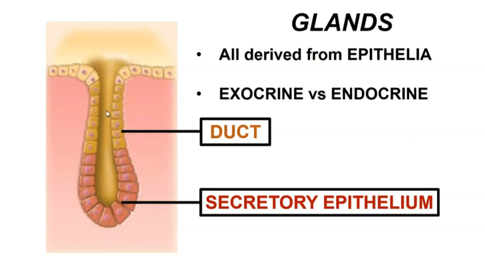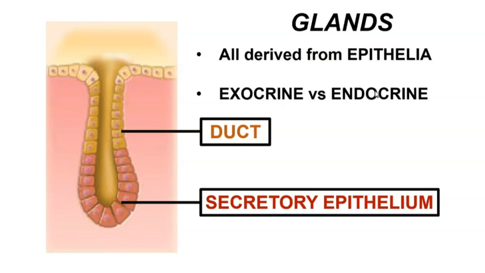There is a tube, which is usually referred to as the duct, that connects the secretory epithelium to the epithelial tissue that the gland is going to be secreting its substance onto, which is the surface of the body or inside of a body cavity. The duct may be straight or it may be coiled as well. So this is a simplified diagram here, but it shows you the basic structure of most exocrine glands here.